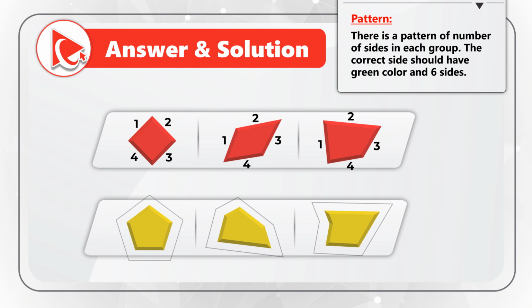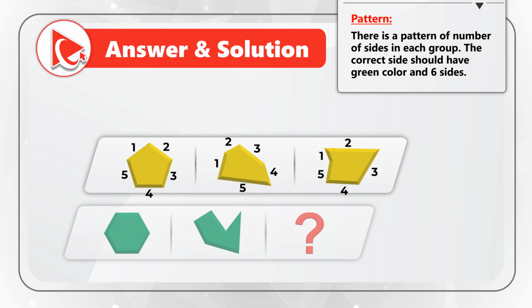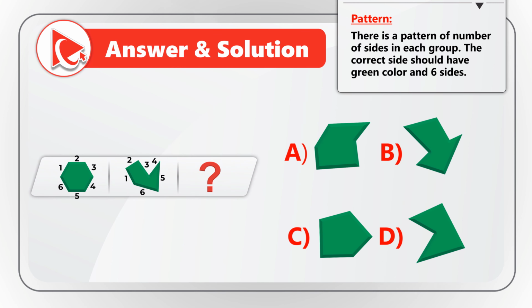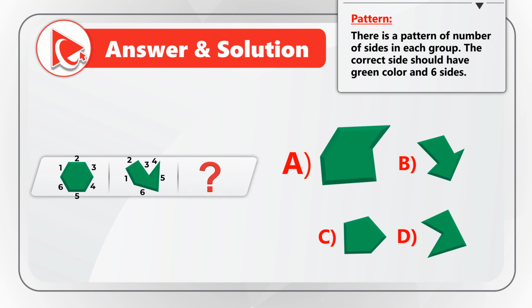Objects in the yellow group have 5 sides, which means that the object in the green group should have 6 sides, because 2 presented green objects have 6 sides. And the only object which is green and has 6 sides is choice A.